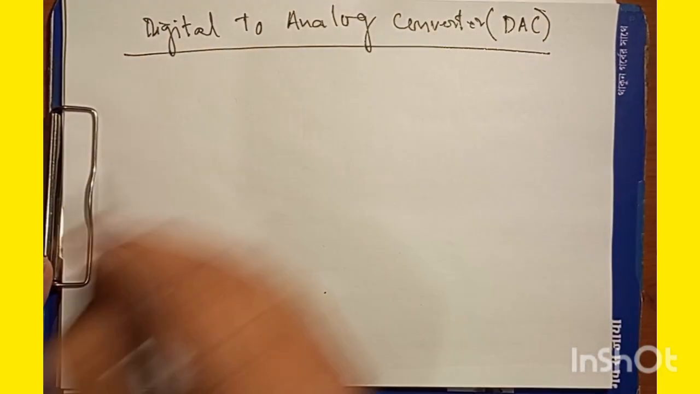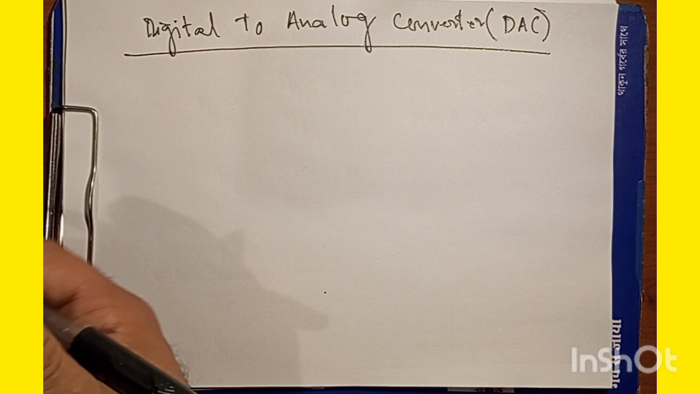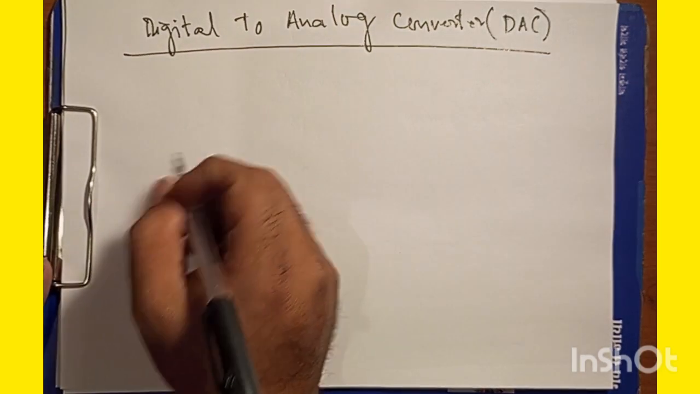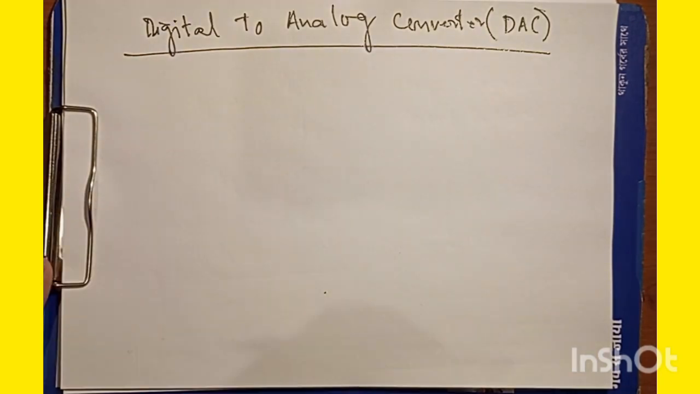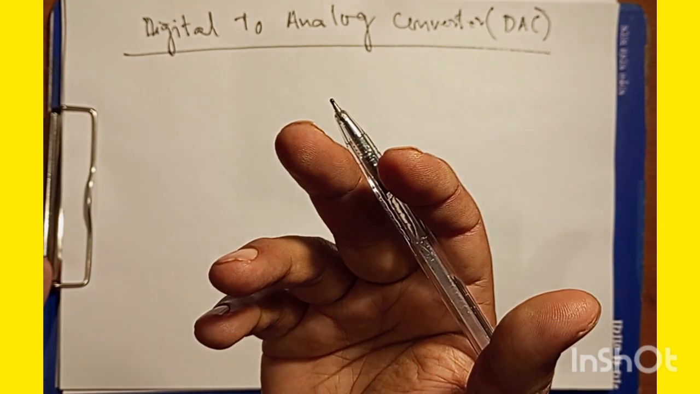So the title itself suggests that you're going to have the input as digital, in terms of zeros and ones, and you are transforming this digital energy into the analog output. So this DAC converts a digital input signal into an analog output signal.